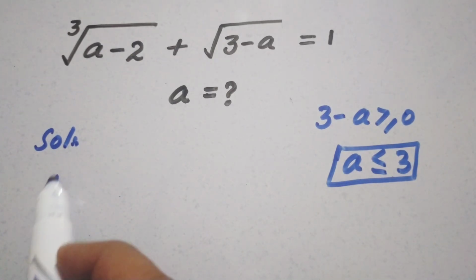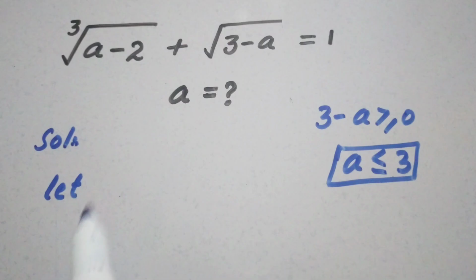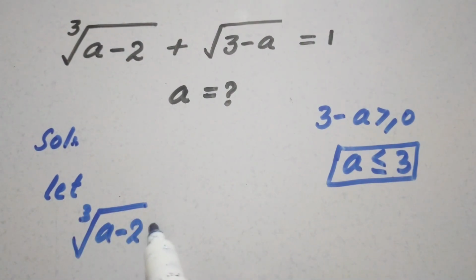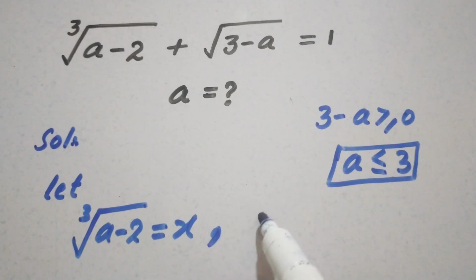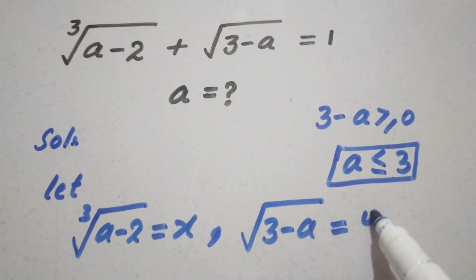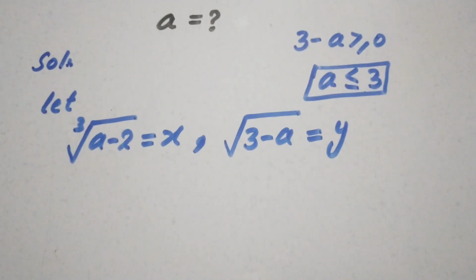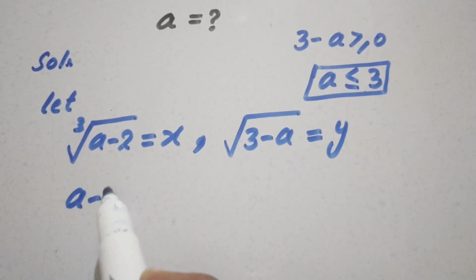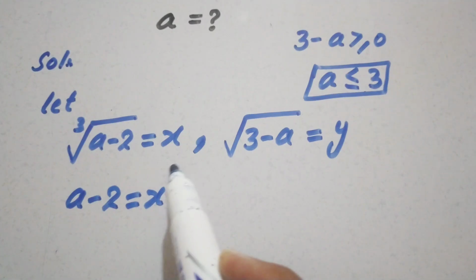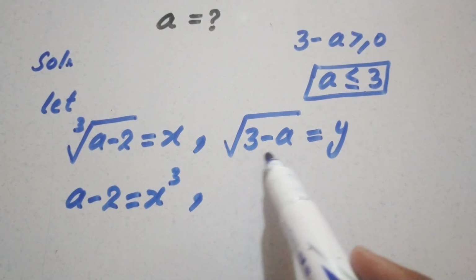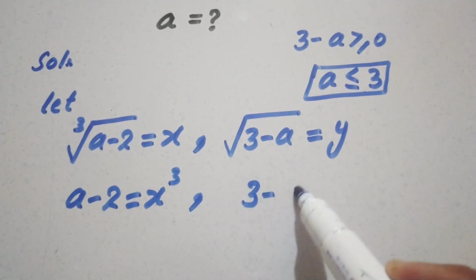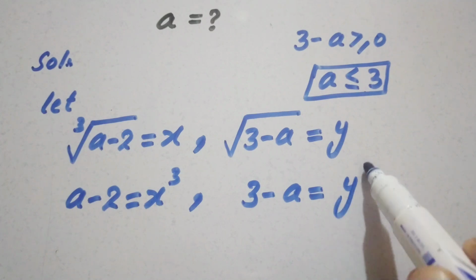Now let us suppose that cube root of a minus 2 is equal to x and square root of 3 minus a is equal to y. So taking cube on both sides we get a minus 2 is equal to x cube, and taking square on both sides we get 3 minus a is equal to y squared.